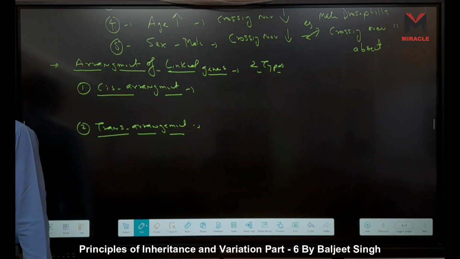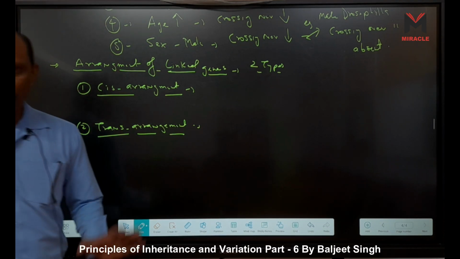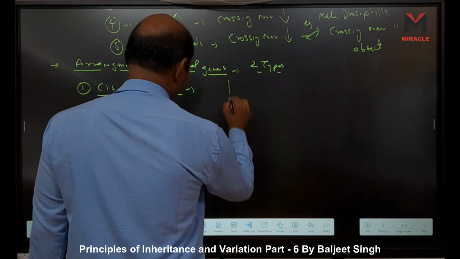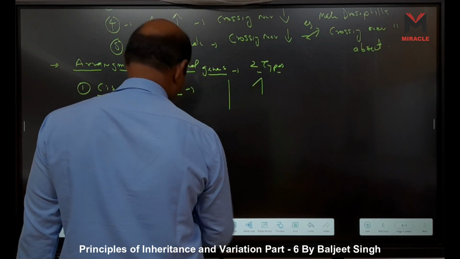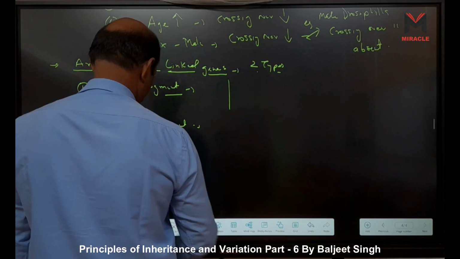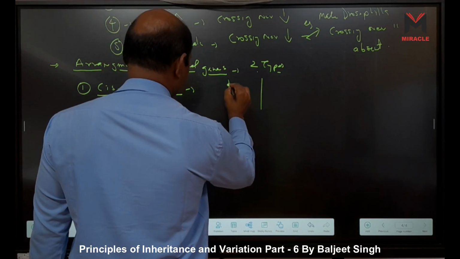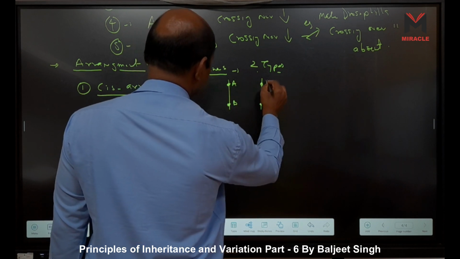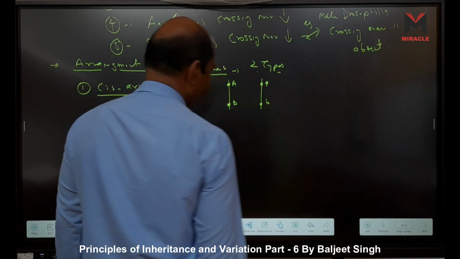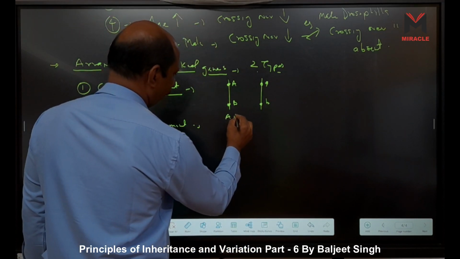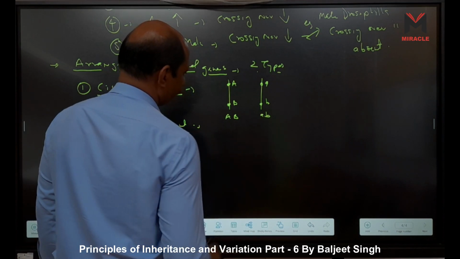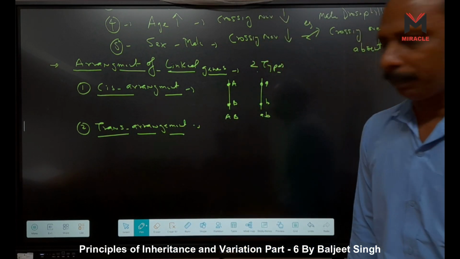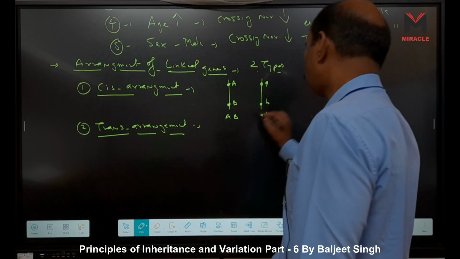Cis arrangement means pure gametes. Suppose this one is a chromosome and this one is another chromosome. One contains only dominant, capital A, capital B. The other contains only recessive, small a, small b. This type of arrangement where both are dominant or both are recessive is called cis arrangement.